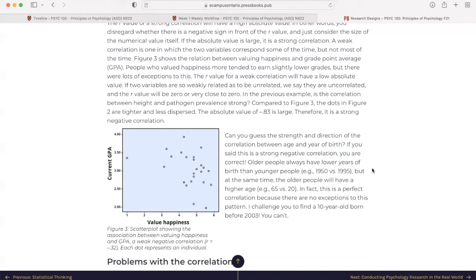In the previous example, is the correlation between height and pathogen prevalence strong? Compared to figure 3, the dots in figure 2 are tighter and less dispersed. The absolute value of negative 0.83 is large. Therefore, it is a strong negative correlation.